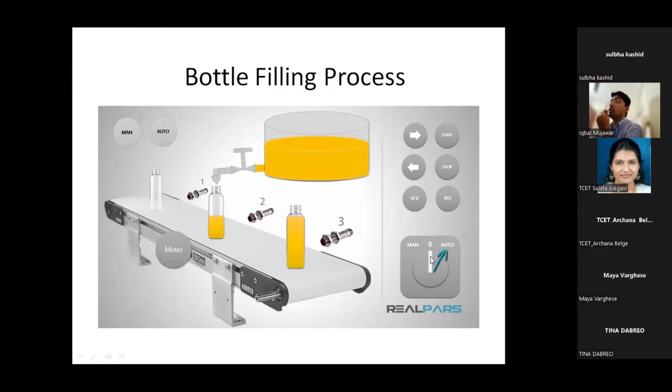But what will happen in auto mode? I need to press the start button to start the process. The motor starts moving in forward direction. When the bottle reaches exactly in front of sensor number 2, the motor will stop and the valve will open. 7 seconds are required to fill the bottle, so after a 7-second delay, the valve will be closed.